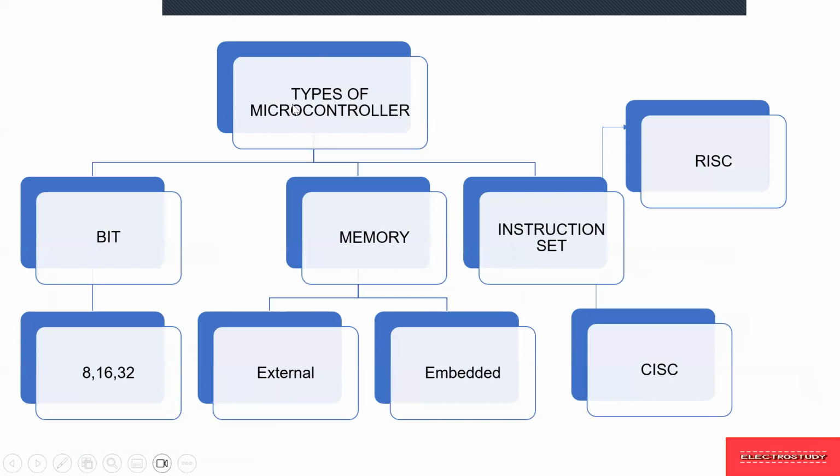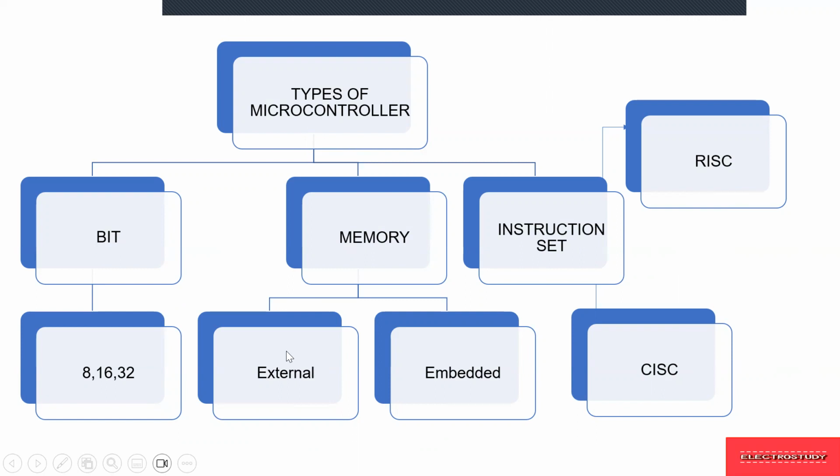Now coming to types of microcontroller, it is divided based on number of bits, memory, and instruction set. When taking instruction set, as we have seen in the other series, the microprocessor also has two instruction sets, that is RISC and CISC, reduced instruction set computer and complex instruction set computer. Based on what kind of architecture the microcontroller has, the instruction set is chosen accordingly.